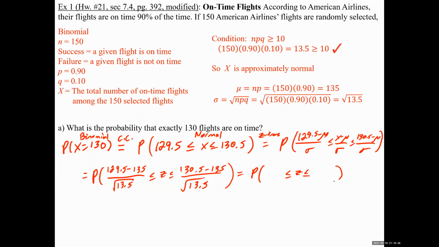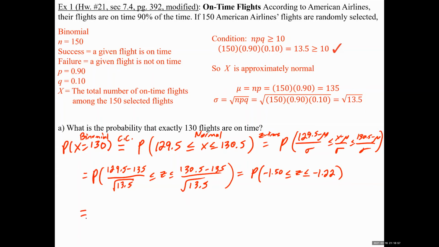129.5 minus 135 divided by the square root of 13.5. I'm getting negative 1.50 for that one. It's negative 1.49 something, but if you round it correctly to two numbers after the decimal, it's negative 1.50. The other one, 130.5 minus 135 divided by the square root of 13.5. I'm getting negative 1.22.